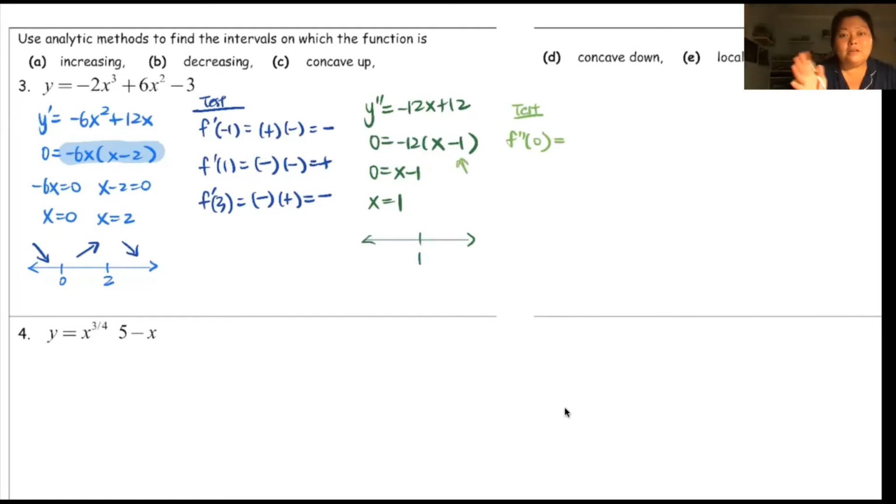The next one, you divide by negative 12. You can't lose that negative 12. You want to use the original equation. So if I plug in the 0, I get negative 12 times 0 minus 1, so that's negative times negative. I get positive. So it's concaving up on this side.